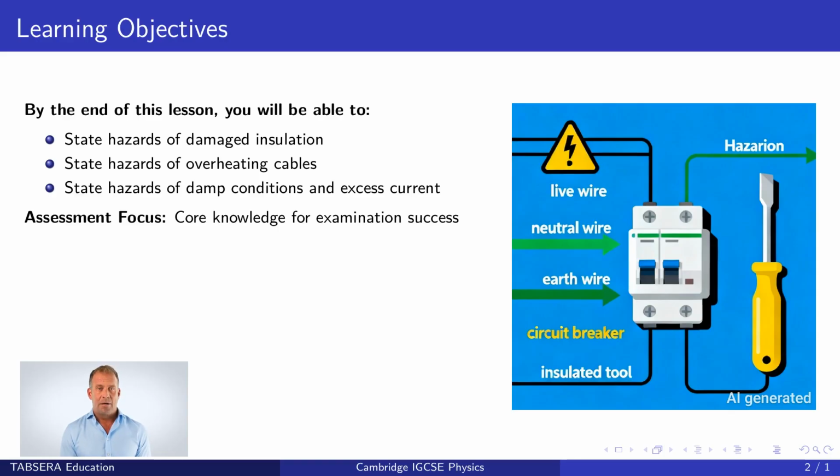Let's examine our learning objectives for today. By the end of this lesson, you will be able to, first, state hazards of damaged insulation. This means identifying what dangers occur when electrical insulation fails. Second, state hazards of overheating cables. This involves understanding why cables overheat and what risks this creates.